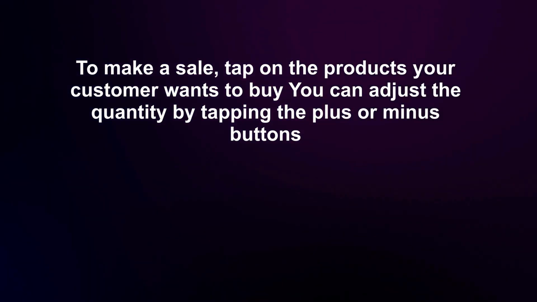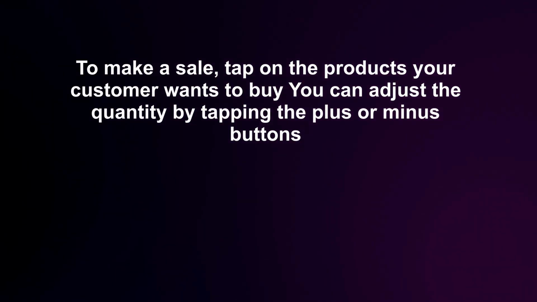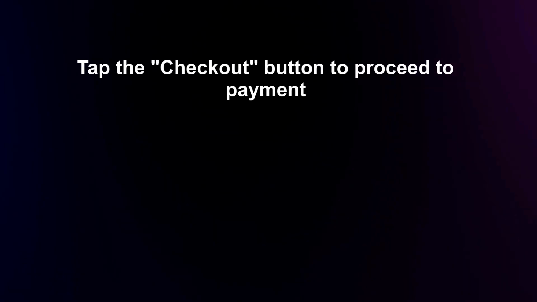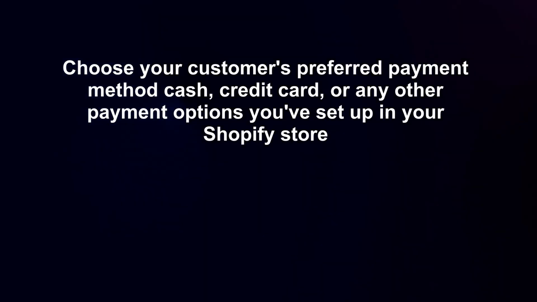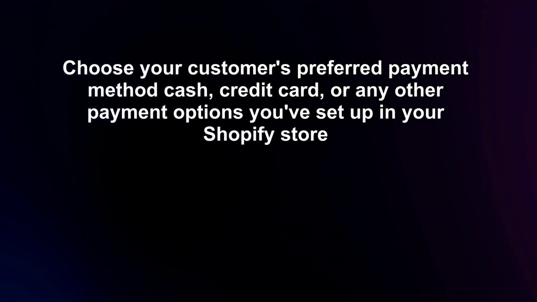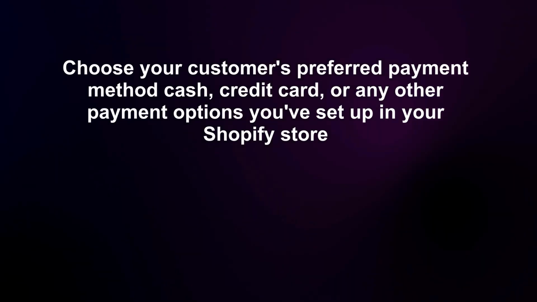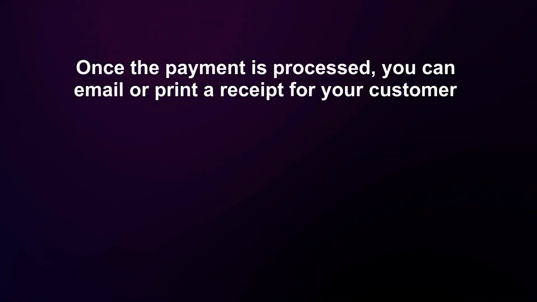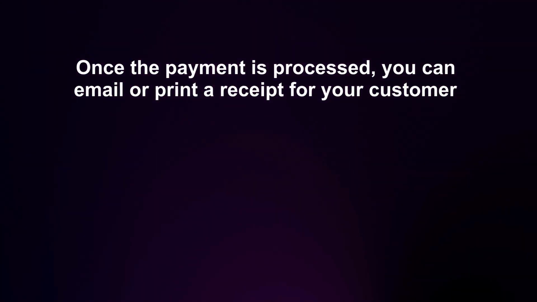You can adjust the quantity by tapping the plus or minus buttons. Tap the checkout button to proceed to payment. Choose your customer's preferred payment method: cash, credit card, or any other payment options you set up in your Shopify store. Once the payment is processed, you can email or print a receipt for your customer.